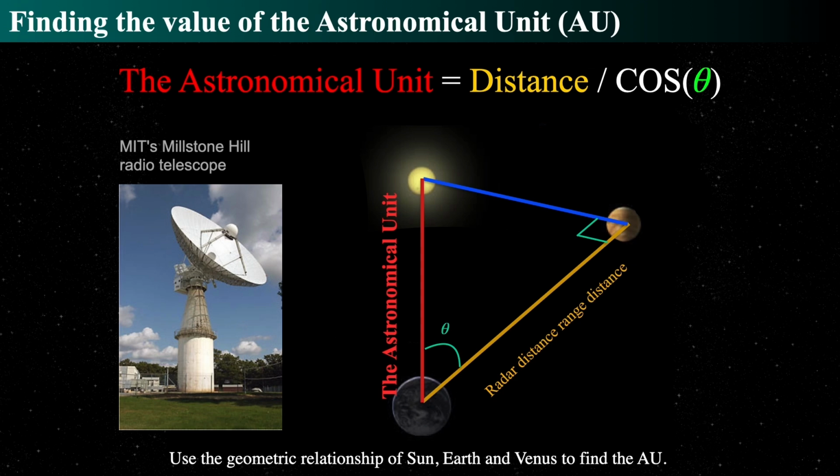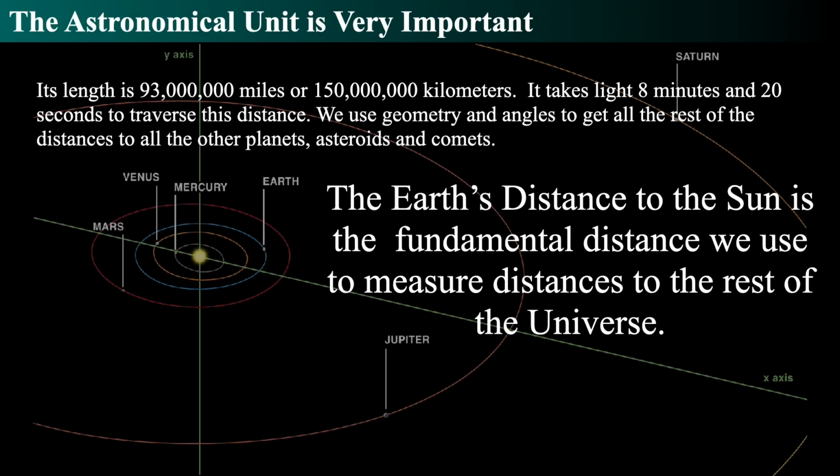So the angle theta is what we're trying to measure in the sky, meaning the position of the Sun and Venus in the sky, and then we bounce radar off of Venus to get the distance of the yellow line, and that gives us the astronomical unit. In so doing, we've learned that the astronomical unit is, by definition, 150 million kilometers, or 93 million miles, and it takes light 8.5 minutes to go that far.